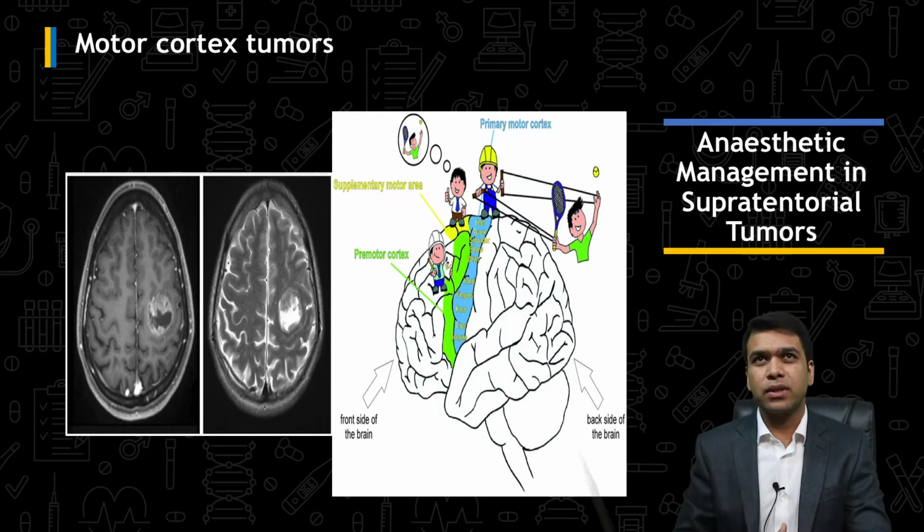And same as well with the motor cortex tumors, the tumors which are on the motor strip. When these patients come, your concern is to preserve the motor function during the surgery. Let us see how we are going to do that.